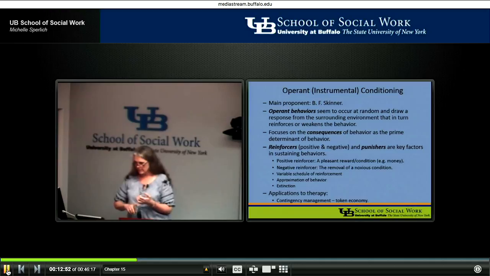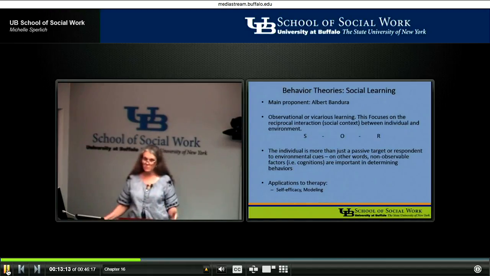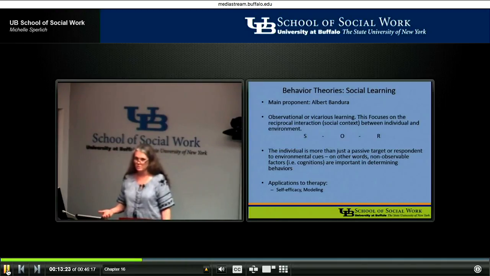You have variable schedule of reinforcement as a feature of this, approximation of the behavior, and then extinction, which is about removing the behavior. So applications of this in the more modern therapeutic world would be contingency management or token economy. So there are programs where you actually pay people to stop certain behaviors, whether it be smoking or substance using, right? Or give them some other kind of reward system to get them to stop smoking.